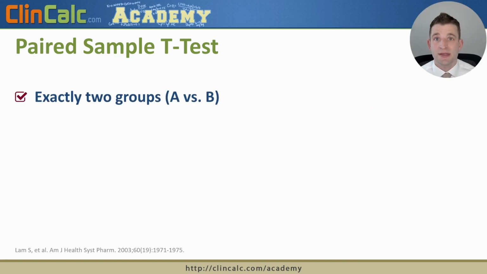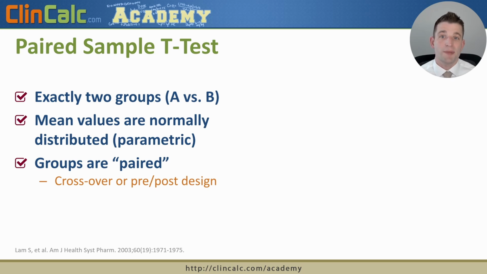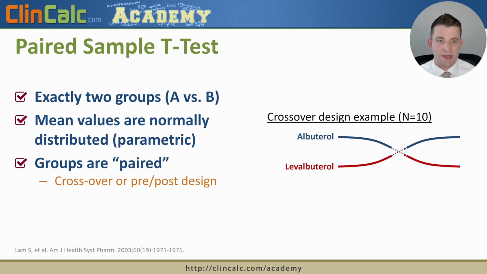So just like independent sample t-test, a paired sample t-test has to only have 2 groups. So one assumption is that we still have group A and group B, but this is going to be treatment A and treatment B because we have the same group that we're studying 2 times. This also has to be parametric. So all of these t-tests are for parametric testing. And the groups are paired, as the name suggests. So this is either going to be a crossover or a pre-post design.